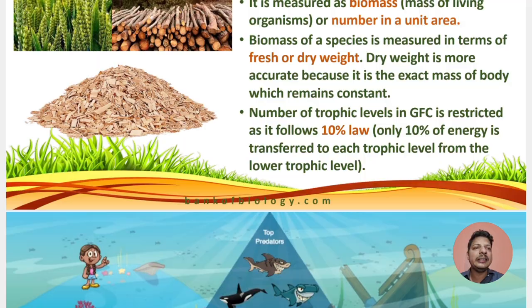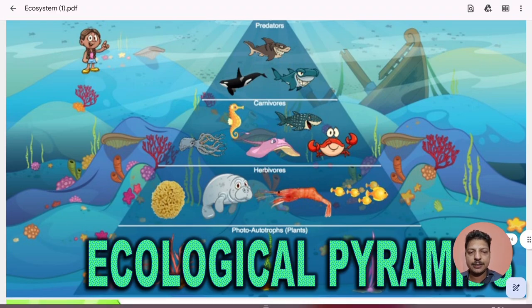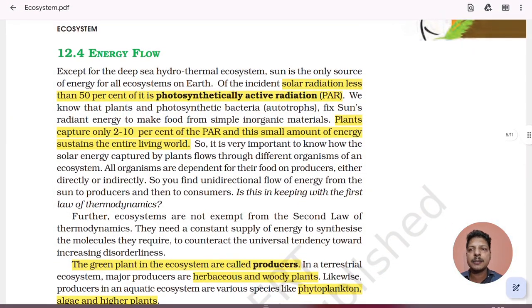The number of trophic levels in the GFC is restricted as follows: the 10% law. Only 10% of energy is transferred to each trophic level from the lower trophic level. That's why it is restricted. Then coming to ecological pyramids. Let's see what the NCERT says here.